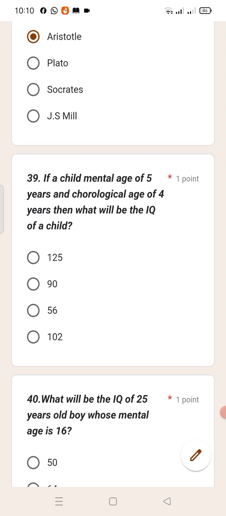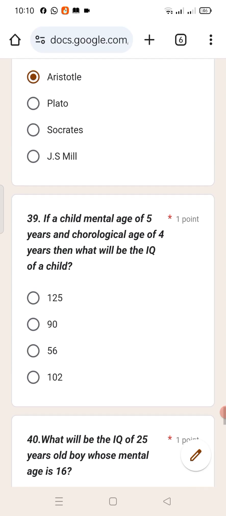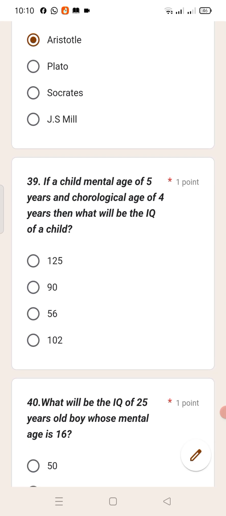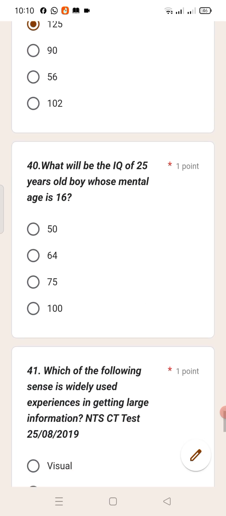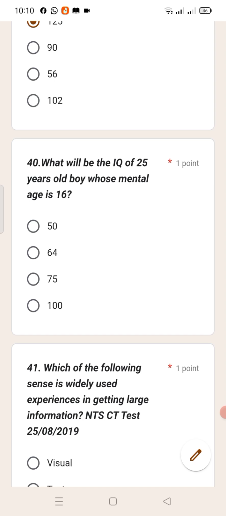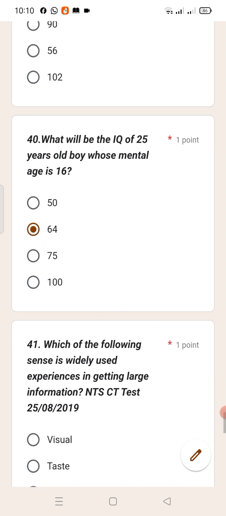So if a child mental age is 5 years old and chronological age of 4 years, then what will be the IQ of a child? तो mental age divided by chronological age multiply by 100. So ये होता है 25 चरी 100, I think 125. What will be the IQ of 25 years old whose mental age is 16? तो 25 चरी 100, 16 चरी 64, 64.